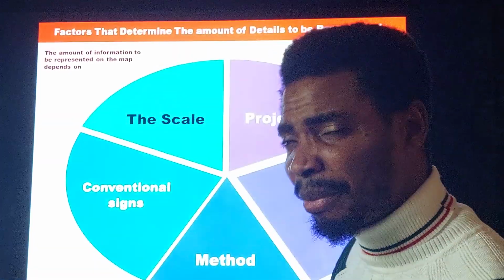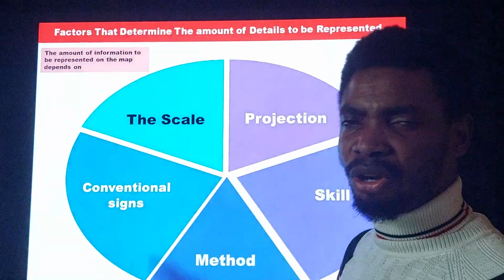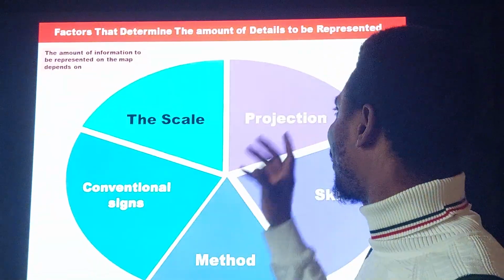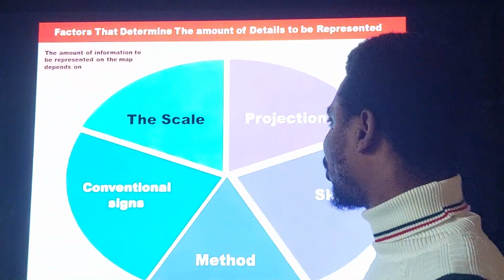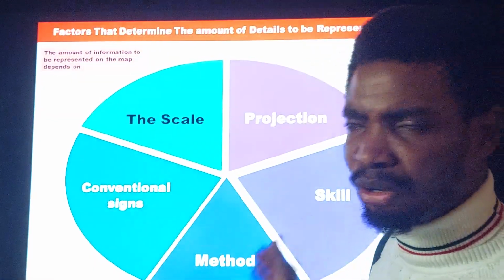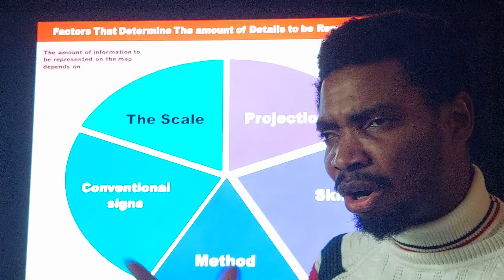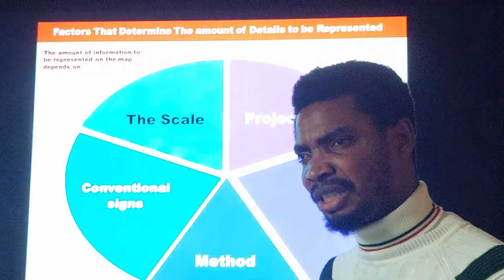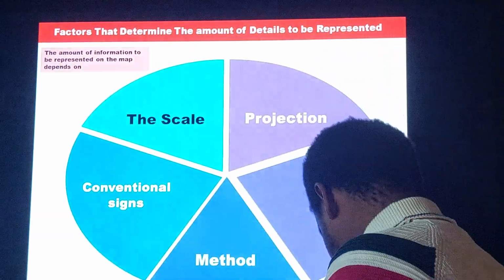And some of those factors is the scale that you are using. Number 2 is the projection. Number 3 is the conventional signs. Number 4 is the method. And then number 5 is the skill of the cartographer. Cartographer is the person that produces map. Okay?